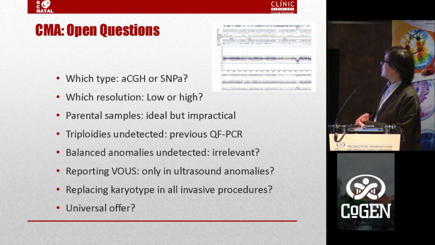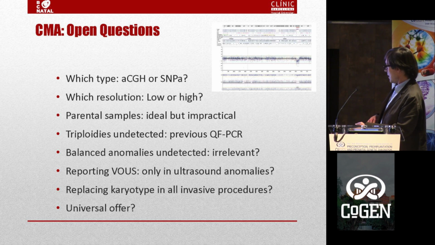Array CGH or SNP array, so maybe it's better SNP array. Resolution, low or high, maybe better high resolution. Parental samples, ideal but impractical. Triploidies undetected. If we do a QF PCR, we can detect triploidies. Balanced anomalies undetected. Is it irrelevant? Probably it is. Reporting VOUS. Generally, we don't report VOUS in microarrays, except in ultrasound anomalies.